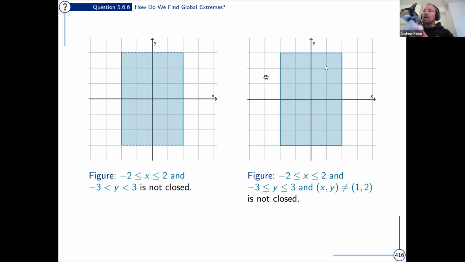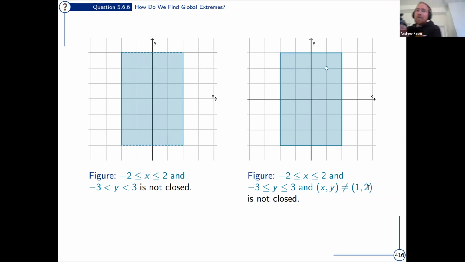So if you don't like that definition and that example didn't make much sense, you can think of this algebraically: even though we have inclusive inequalities, less than or equal to everywhere for the outside of the rectangle, we're still missing a point. So anytime you have a not equal sign for some point, you should be skeptical and try to draw the picture and see if it's closed and bounded or not.